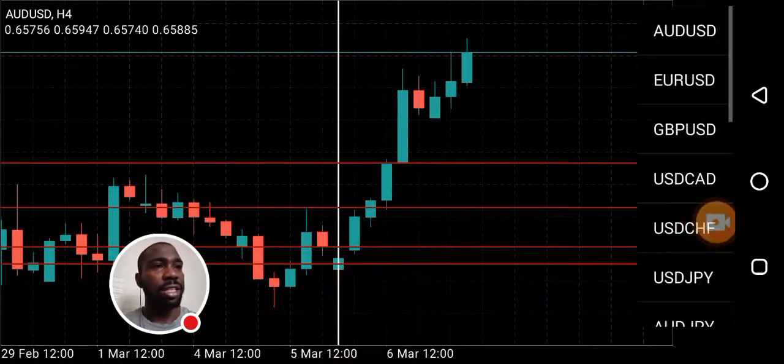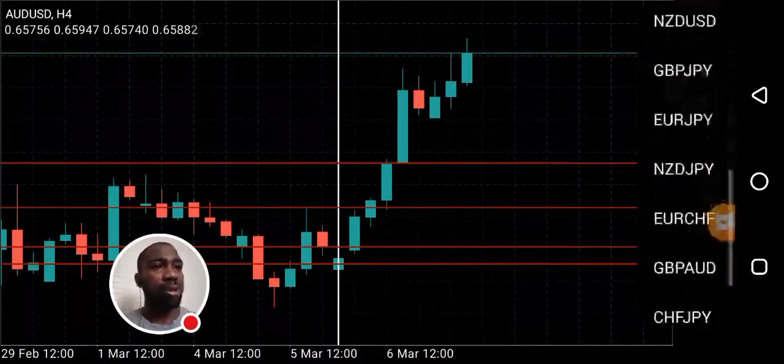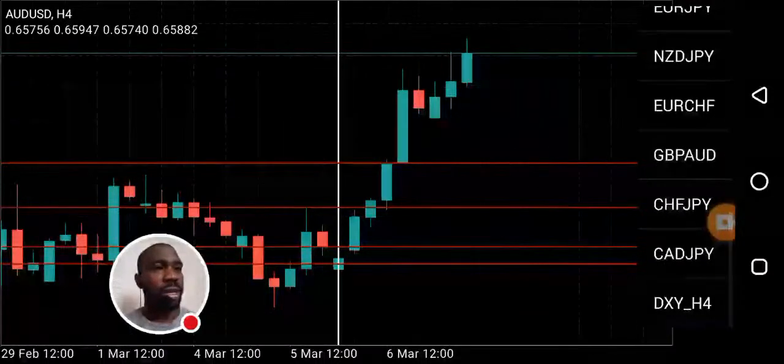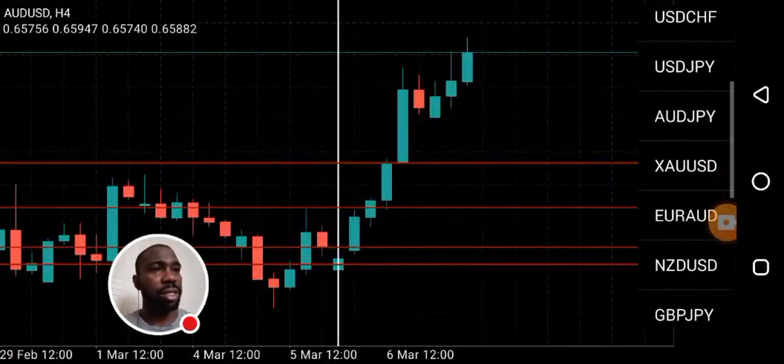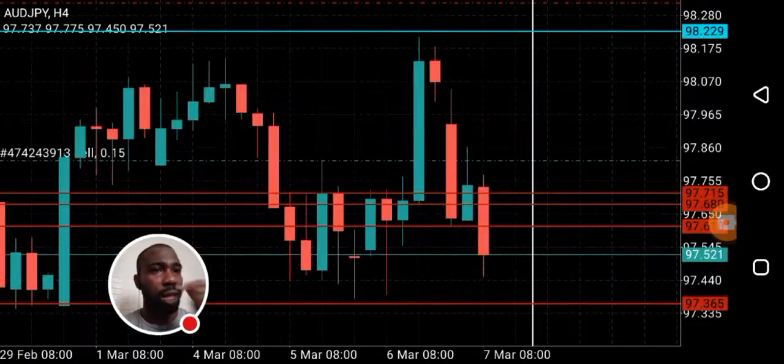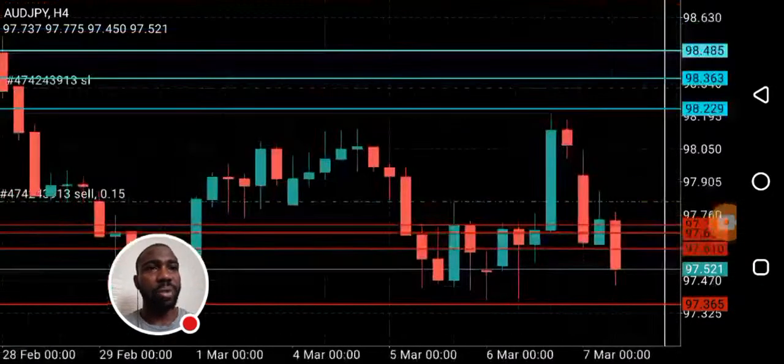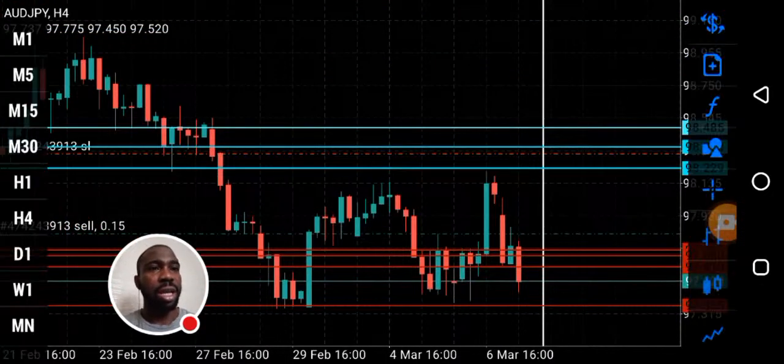Mr. David, I shared this with you, I think two nights ago during the Zoom session, right? Australian dollar JPY is still bearish. I think I have a trade on Australian dollar JPY. It is still bearish.